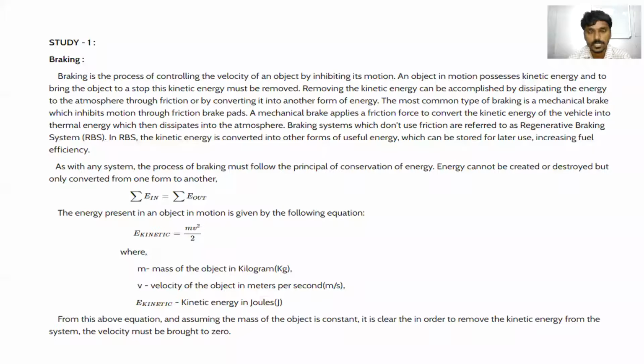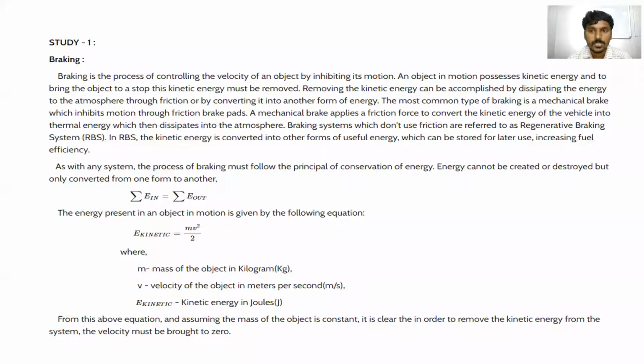For example, if we take a vehicle as an object, and the kinetic energy is not removed, the vehicle will not be stopped. That's why, to bring the vehicle speed to zero, we have to remove or dissipate the total kinetic energy. Otherwise the vehicle cannot come to zero speed. Clear? Removing the kinetic energy can be accomplished by dissipating the energy to the atmosphere through friction, or by converting it to another form of energy.